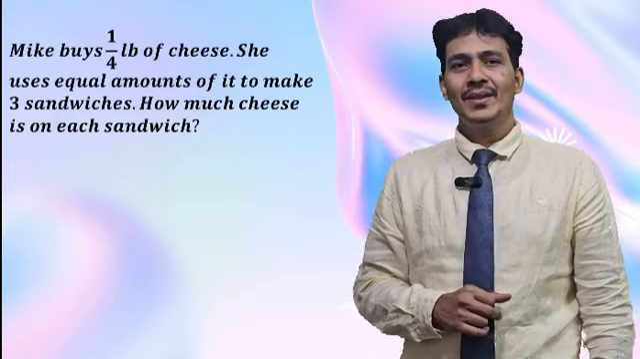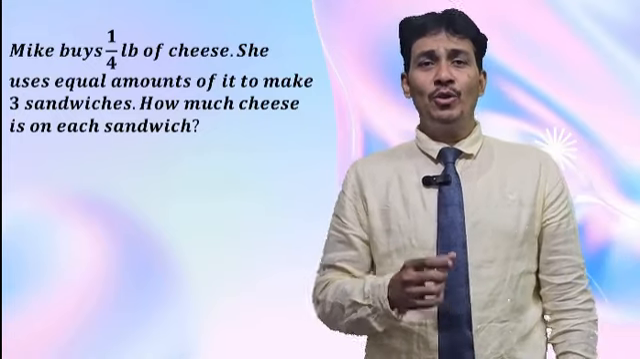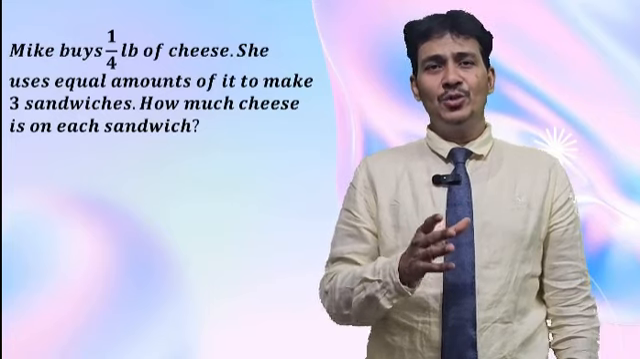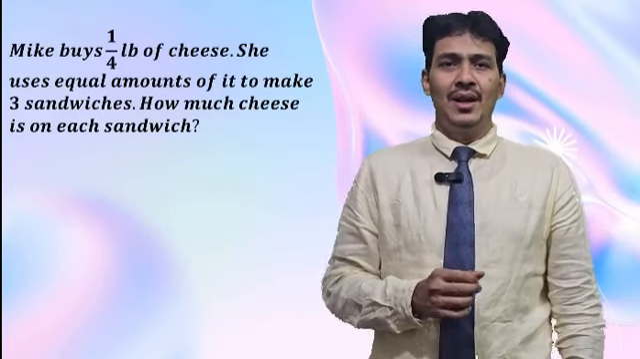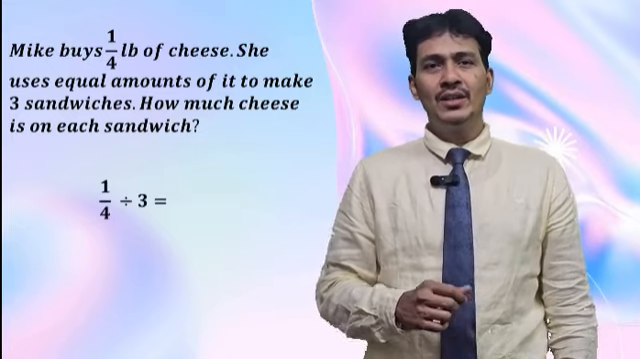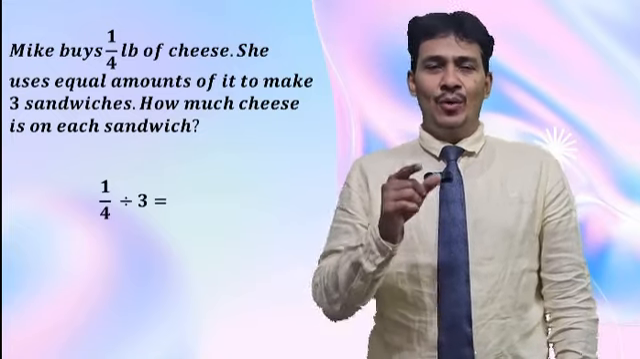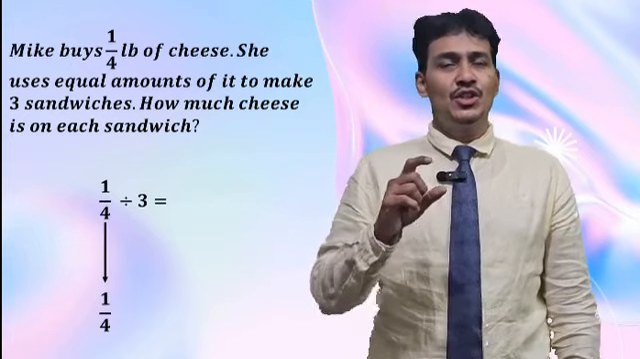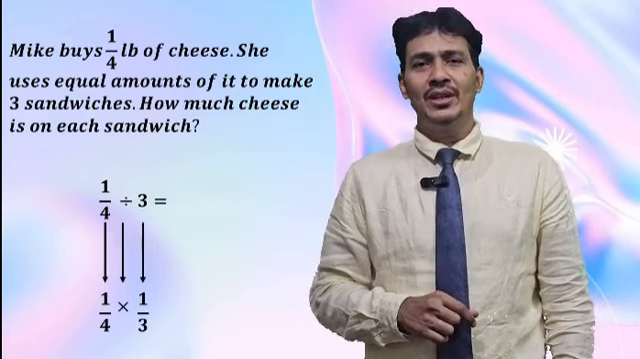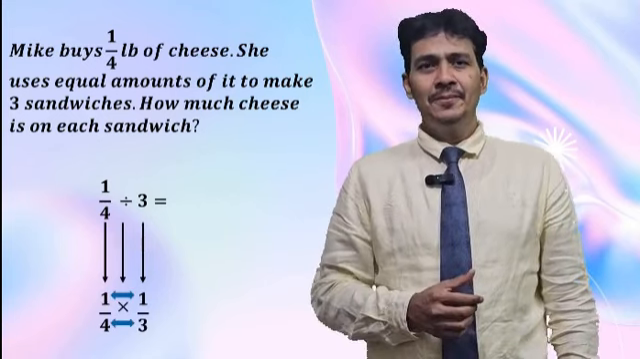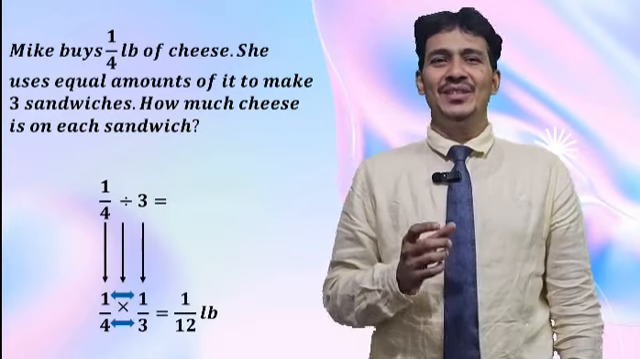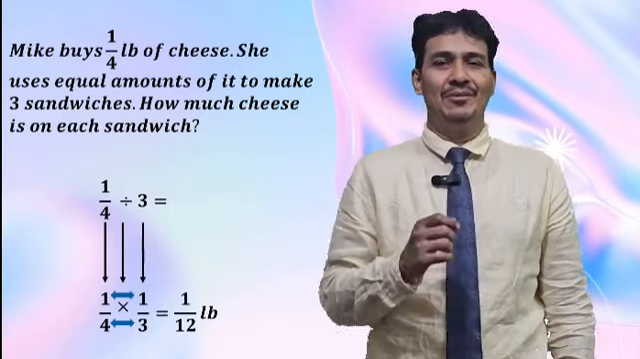Mike buys 1/4 pound of cheese. She uses equal amounts of it to make 3 sandwiches. How much cheese is on each sandwich? So 1/4 divided by 3. 1/4 I keep as it is, change division to multiplication, and 3 will become 1/3. So the answer is easy. 1/12 pound of cheese will be on each sandwich.